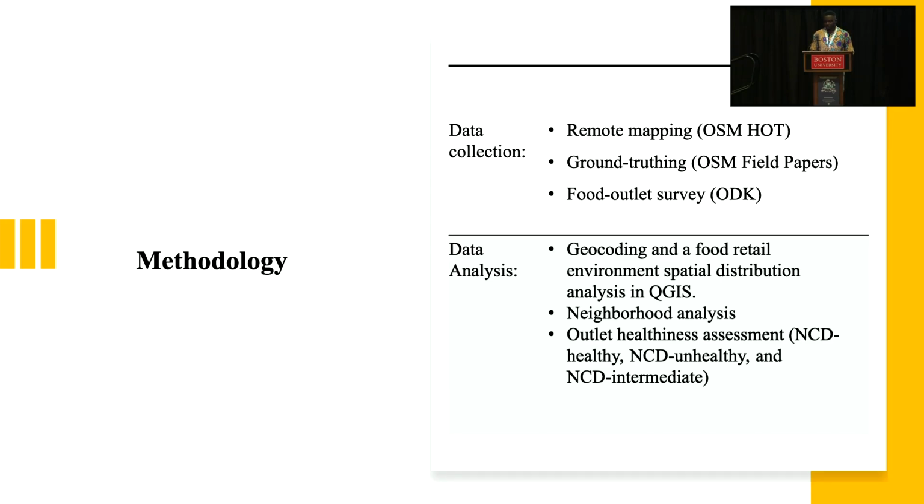And thirdly, we also looked at the outlets' healthiness assessment, where we categorized them into 3, using the NCD, which means non-communicable diseases: unhealthy, healthy, and intermediate. So what we mean by healthy is those food vendors who sold food which was basically plant-based as their major menu. And the unhealthy ones were those who were not selling plant-based food, but basically ultra-processed food. And the intermediates were those who were neither purely healthy nor purely unhealthy.